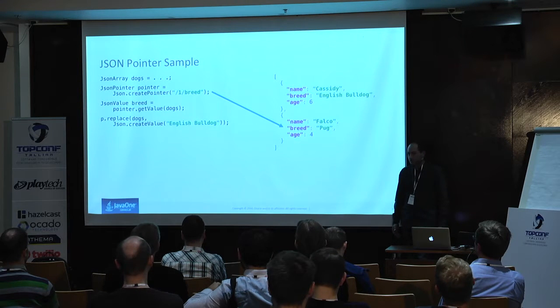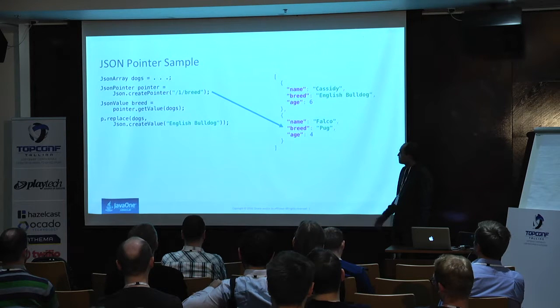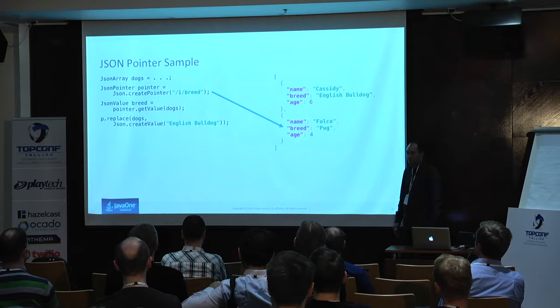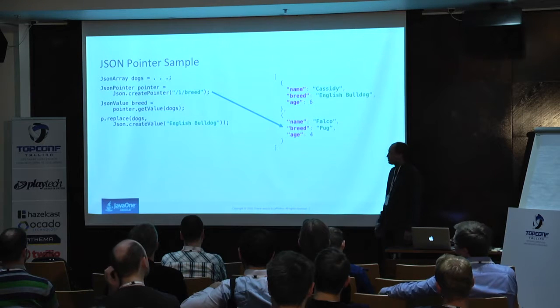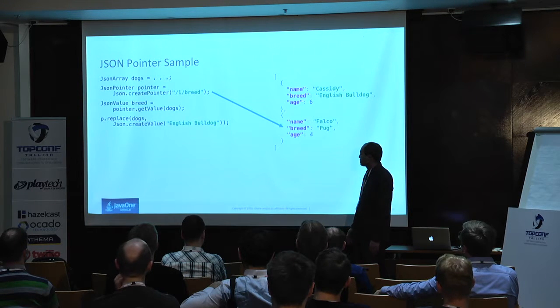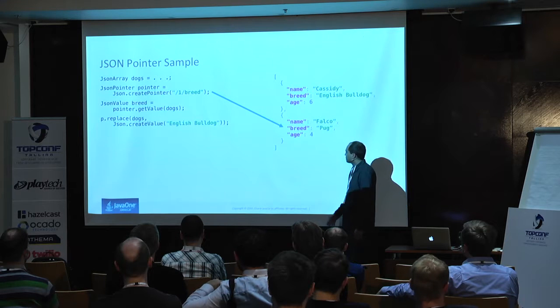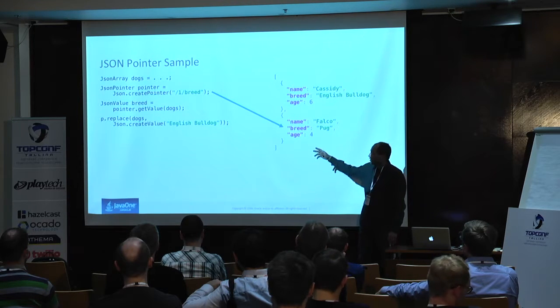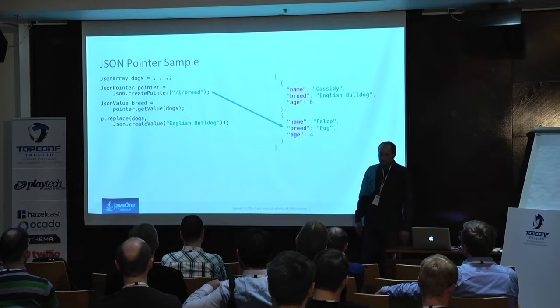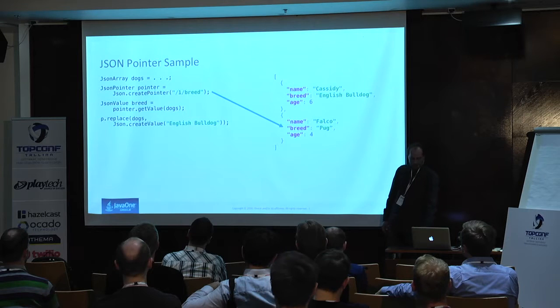So if we look into an example, say we have a JSON document containing two dogs, one Cassidy and Falco, and we think that Falco is not a pug but also an English bulldog. So we want to update that value. If we want to use JSON pointer, we can just create a pointer to the second item, which means index number 1, and breed. This will return us a pointer pointing to this particular item, and then we can just get a value and update it to what we want. This is one way to modify JSON documents through JSON-P.